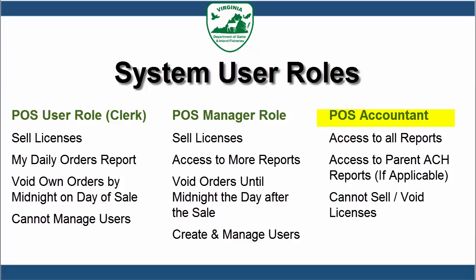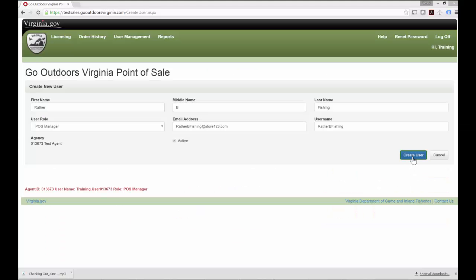The POS Accountant role can be used for accounting or finance team members who only need access to reports and ACH details. The POS Accountant will be unable to access customer details or process license sales. Once all required fields are entered, click Save.